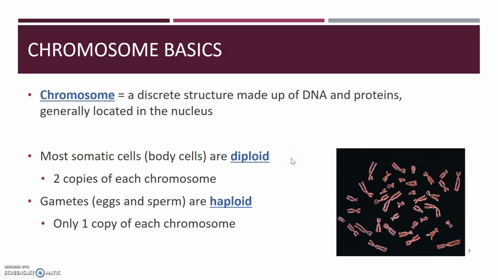Most of the cells in your body, or the somatic cells, are diploid, which means they have 2 copies of each chromosome. Whereas most of your gametes, or eggs and sperm, are what are called haploid cells that have only 1 copy of each chromosome. Okay, so diploid cells have 2 copies, haploid cells have 1.